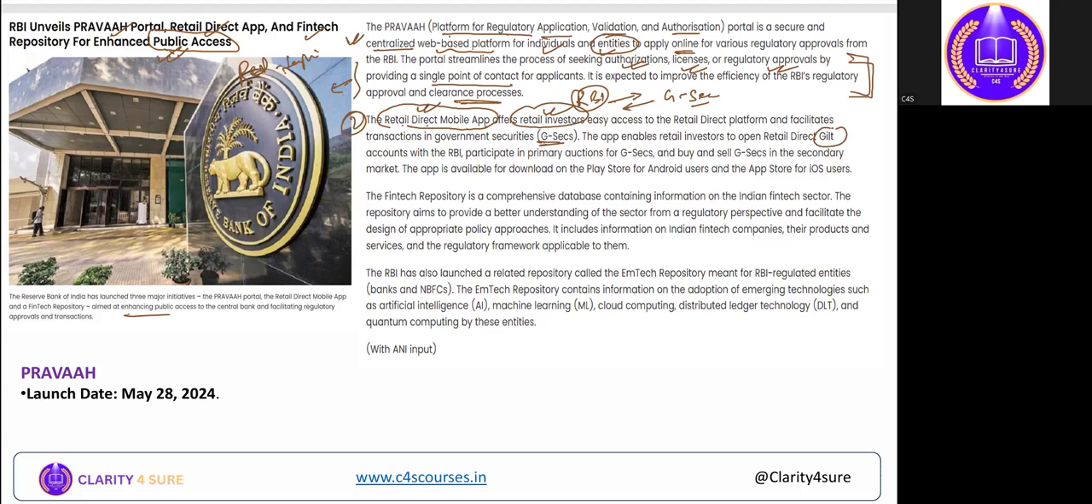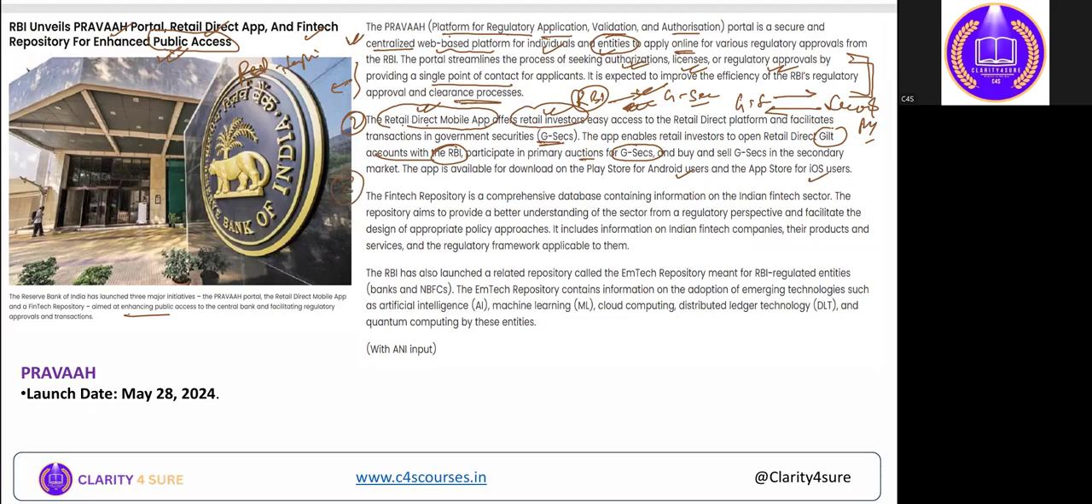All right, in order to access this mobile app, investors need to open a gilt account with whom? With RBI. Means they have to maintain a gilt account with RBI, that is retail direct gilt account with RBI, in order to participate in the auctioning process of government securities. And after that they can buy and sell. Means first at the primary mode, they can buy the government securities from RBI, and they can perform buying and selling of government securities in the secondary market. All right, compatible with both the Android users as well as iOS users.